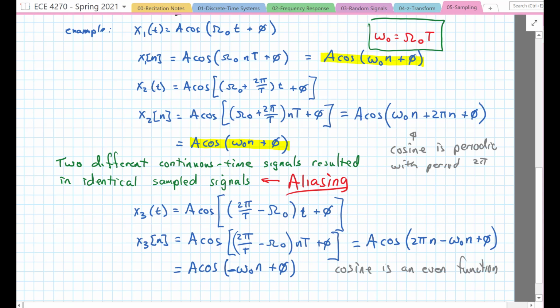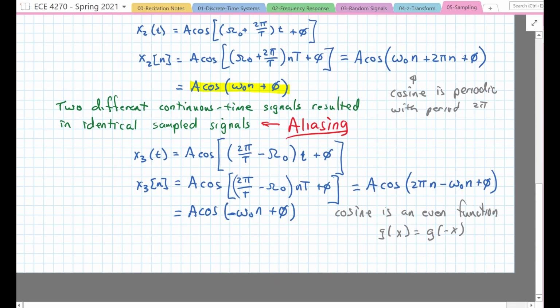And an even function is one in which, I'll use something different, g of x is equal to g of minus x. I could have put a t or an n or whatever else we have in there. But we can do the same thing here. So this is just equal to, do that in blue, a cosine of negative omega naught minus phi.